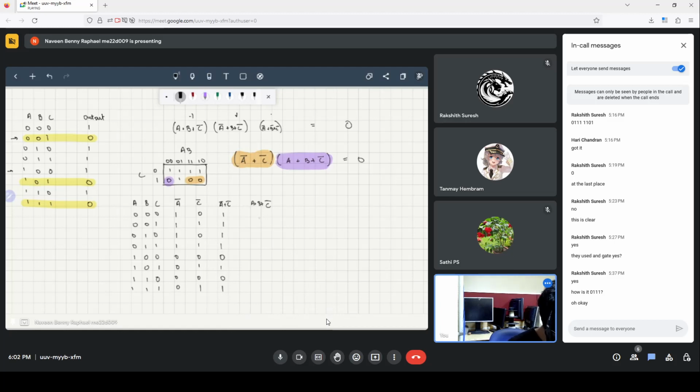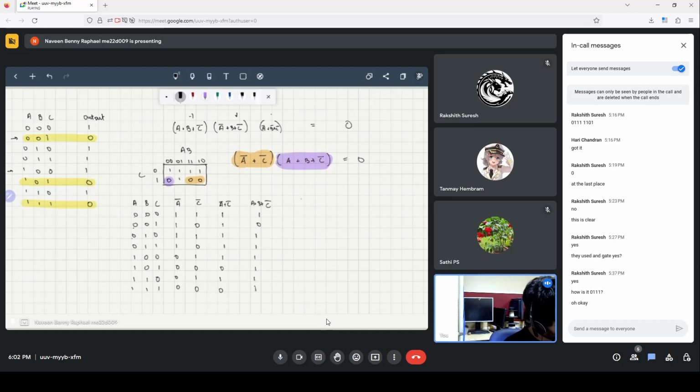A plus, I can't believe I made this mistake. Not C is 1 0 1 0 1 0. This is 1 1 1 1 1 0 1 0. A plus B plus not C.